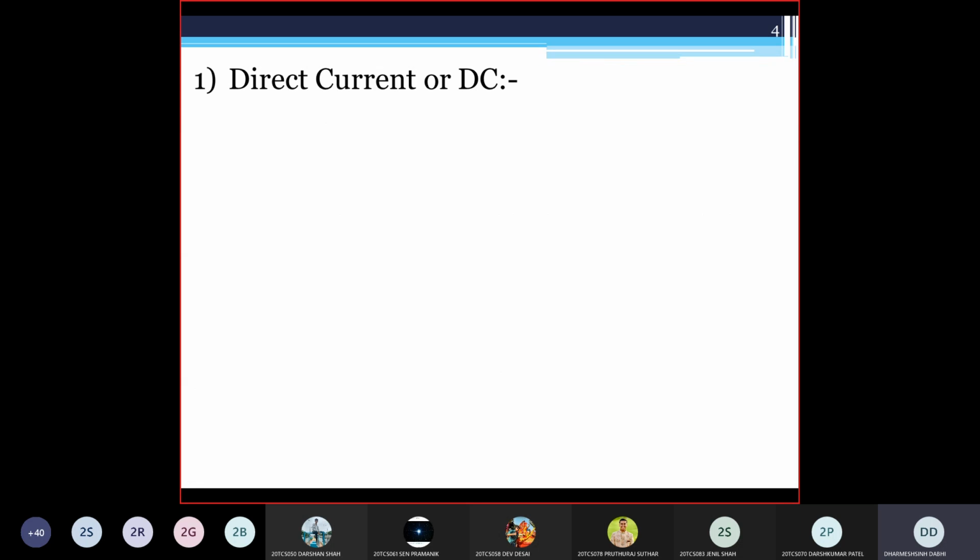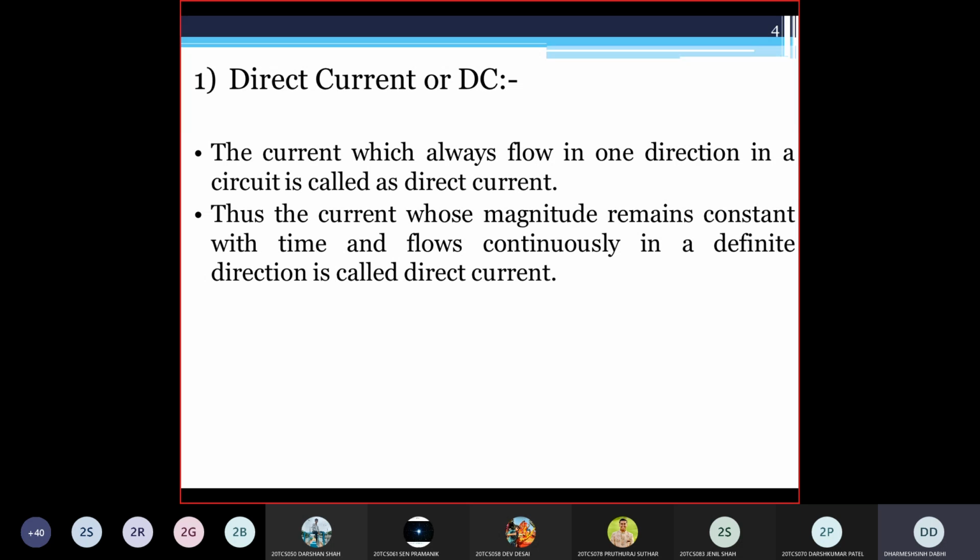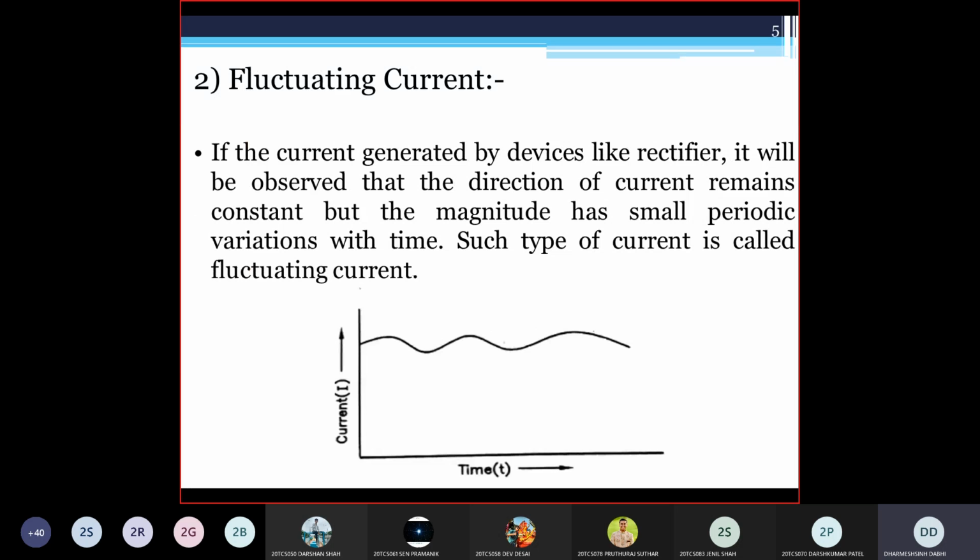Let's see it using the waveforms so you can understand it. As you know, direct current always flows unidirectionally, in one direction in the circuit, so that's why we call it direct current. The magnitude remains constant with respect to time and the flow is continuous in one direction. So you can see this is a waveform of direct current.